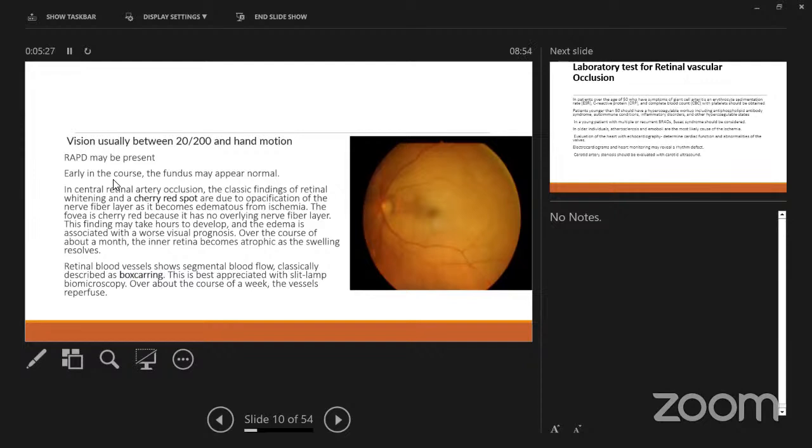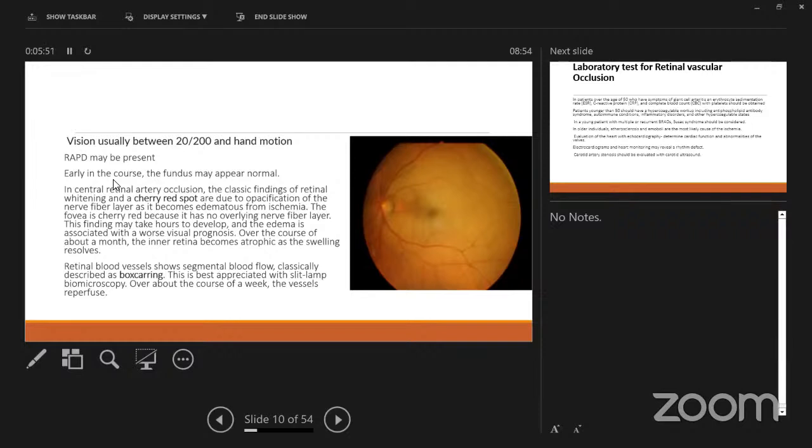Vision is usually between 20/200 and hand motion. RAPD may be present. Early in the course, the fundus may appear normal, and later it develops a cherry red spot. Cherry red spot is due to opacification of the nerve fiber layer as it becomes edematous, and the fovea appears bright red because in the fovea there is no overlying nerve fiber. This finding may take hours to develop, and the edema is associated with the worst visual prognosis.